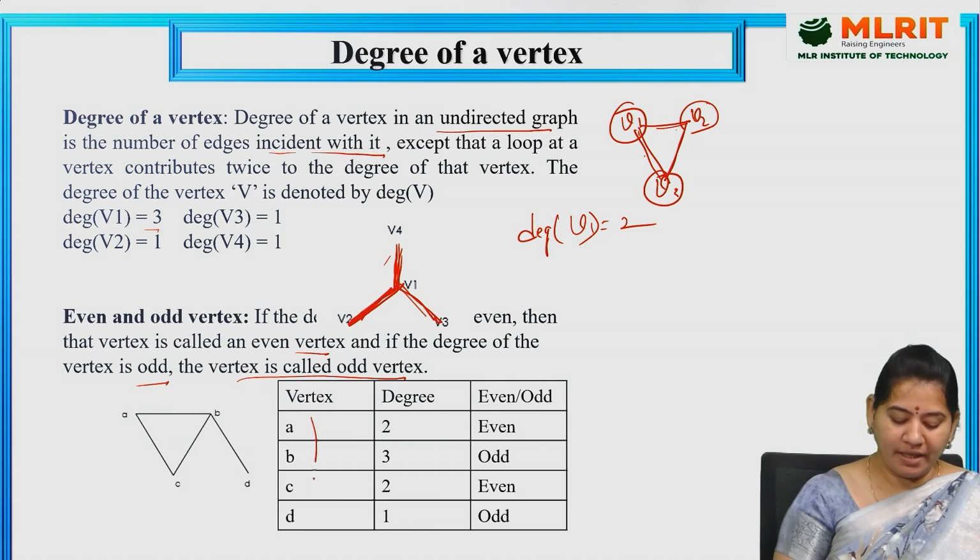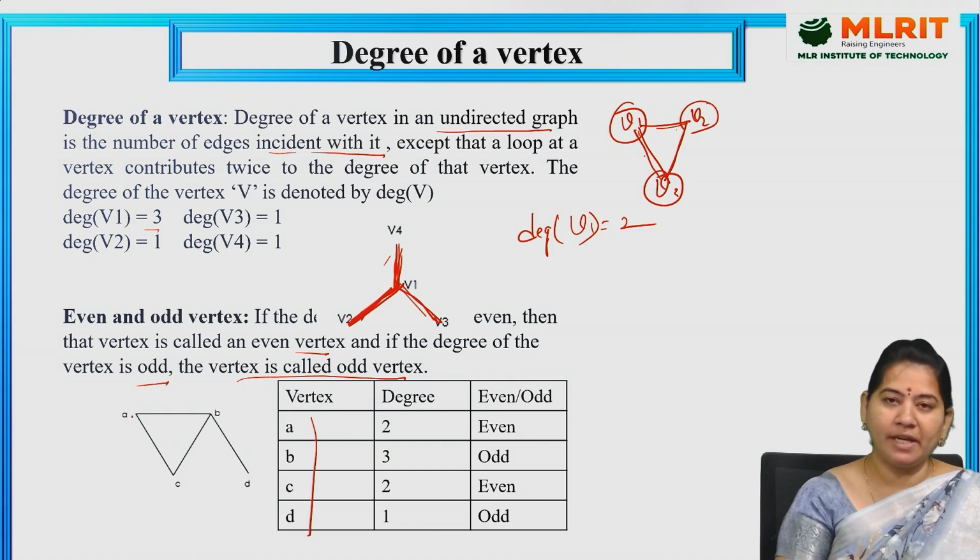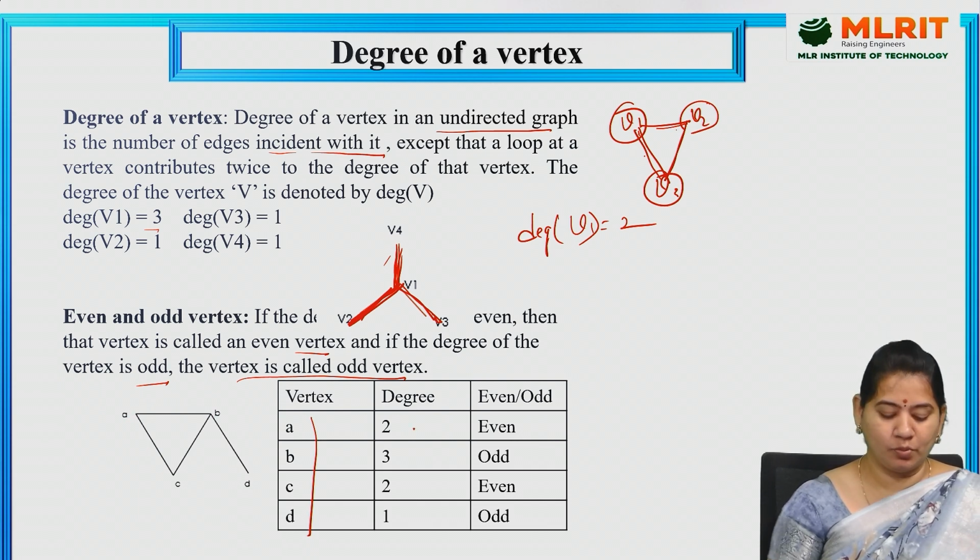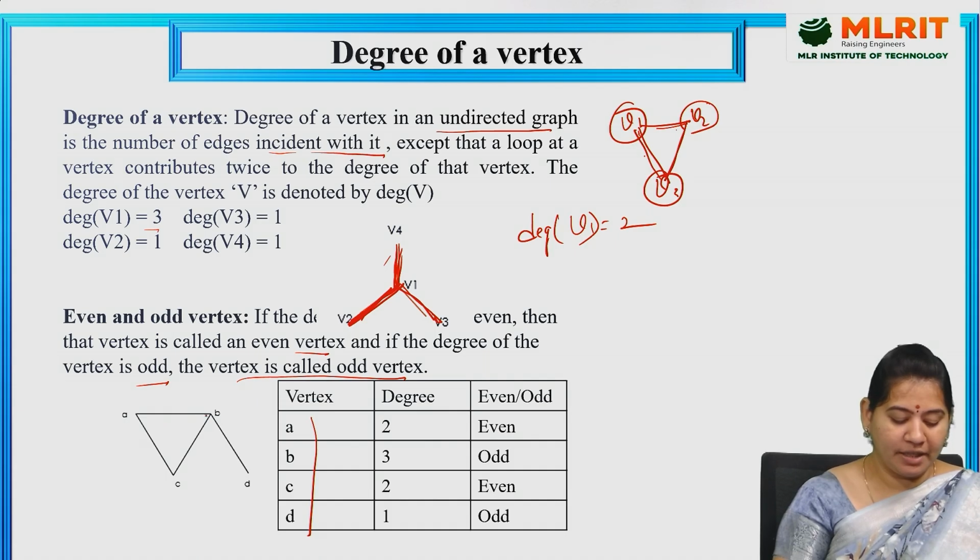So A, B, C, D here I have written. Now for each vertex we are calculating the degree. A is incident with how many edges here? 2. The degree of the vertex A is 2. And the degree of the vertex B is 1, 2, 3, so this is 3. And the degree of the vertex C is incident with 2 here, so I can write 2. And the degree of the vertex D is 1.